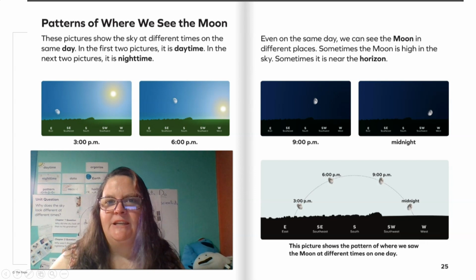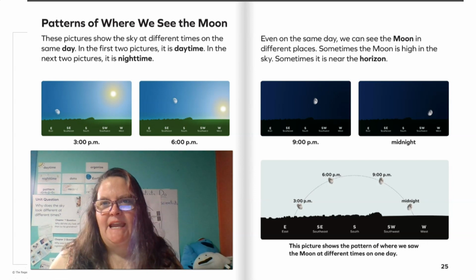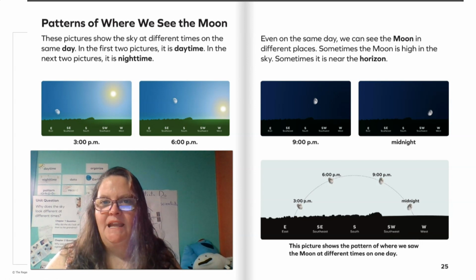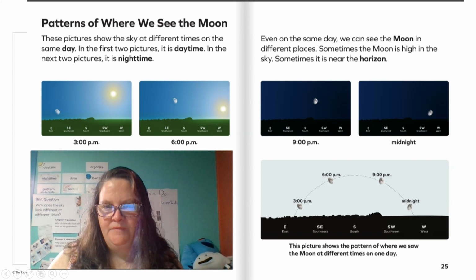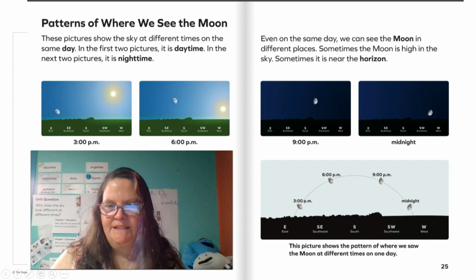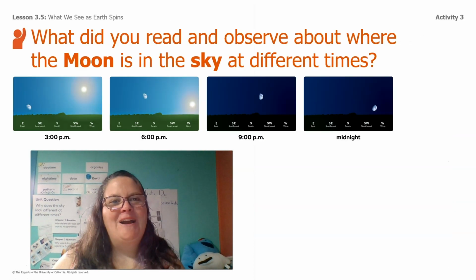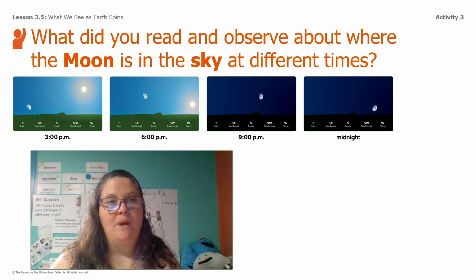All right, let's read this page. Even on the same day, we can see the moon in different places. Sometimes the moon is high in the sky, sometimes it's near the horizon. This picture shows the pattern where we saw the moon at different times in one day. What did you read and observe about where the moon is in the sky at different times? Tell me all your ideas.